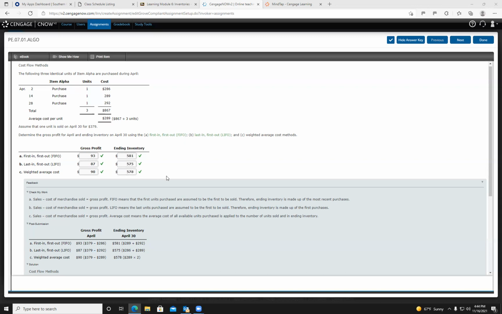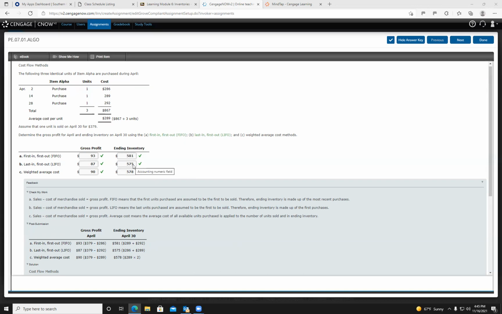Well, because it's LIFO, last in, first out, your ending inventory is going to be made up of your first purchases, which will be the purchase you made on April 2nd and the purchase you made on April 14th. So you would add 286 plus 289. You can come down here and see the equation where we added 286 plus 289. So our ending inventory for the LIFO method is going to be $575.